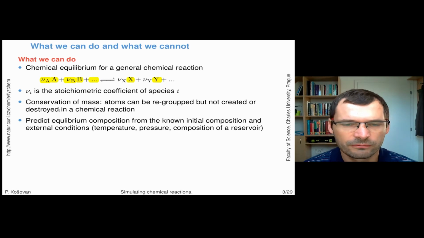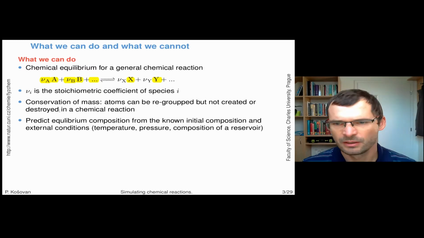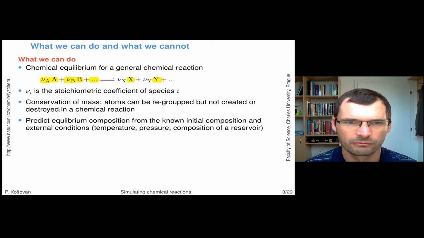On the level of coarse-grained modeling, it means that the number of species A, B, X, and Y can change during the simulation. However, only within some constraints that are defined by these stoichiometric coefficients. Our goal is to predict the equilibrium composition of such a reaction mixture, provided that we know its initial composition and we are given some external conditions, such as the temperature, pressure, or perhaps composition of a reservoir with which the system can exchange some particles.